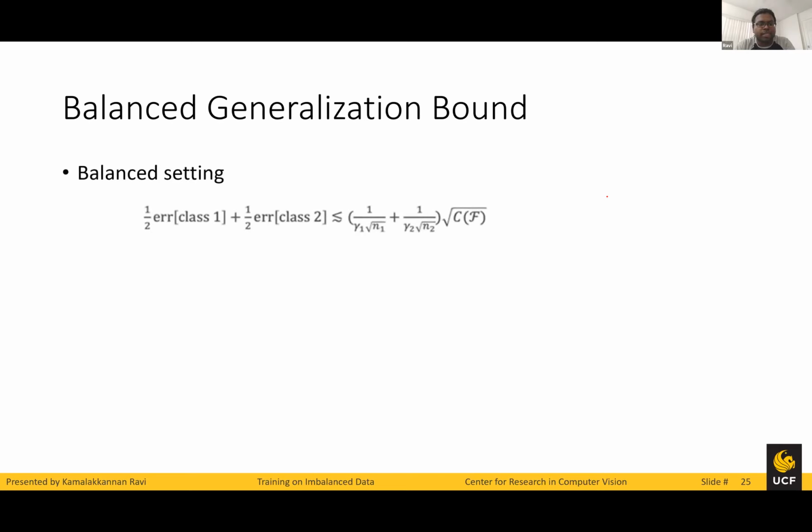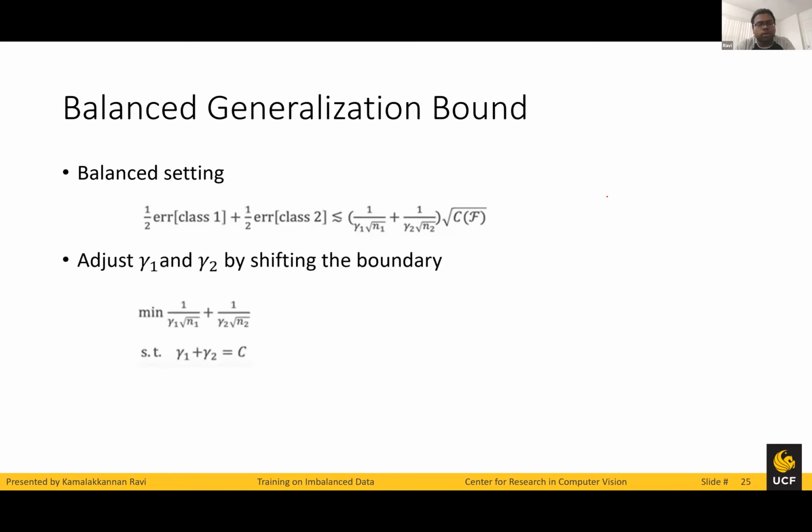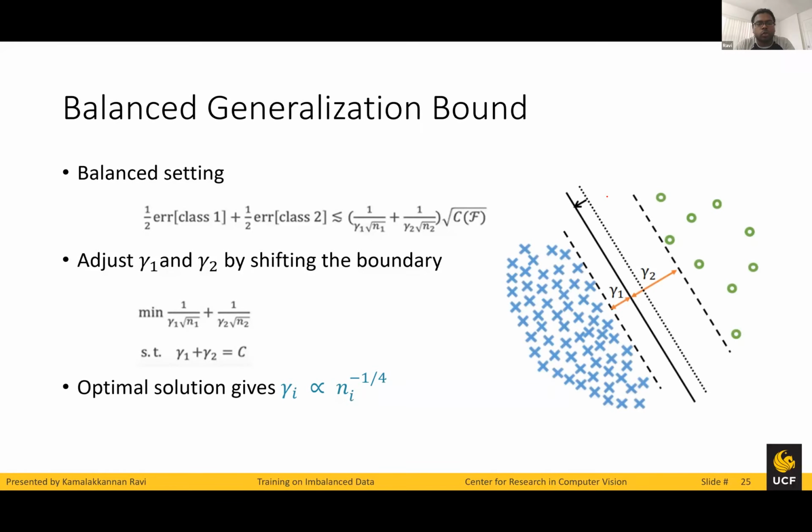We create a balanced setting of the earlier form. Then we arrive at this particular form, and we want to minimize the right-hand side by means of constrained optimization. So what is the constraint that we use here? We put a constraint that the sum of the margin for class 1 and the margin for class 2 should be equivalent to a constant. With that constraint, we are minimizing the right-hand side. It's a constrained optimization, and we solve it analytically to get the optimal solution.